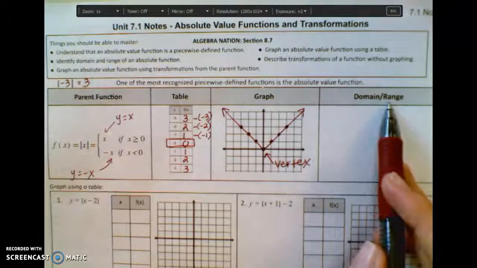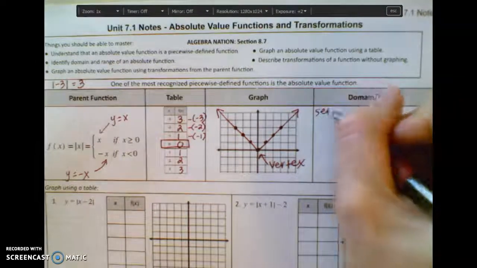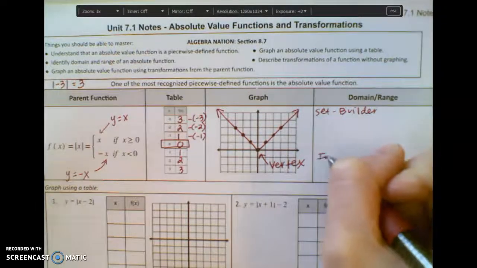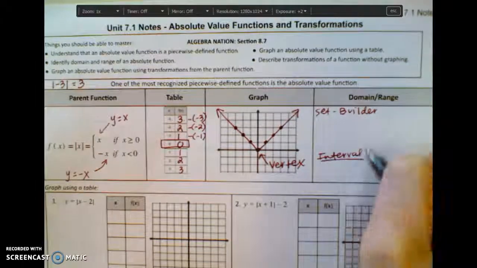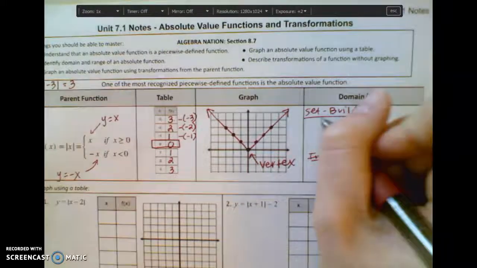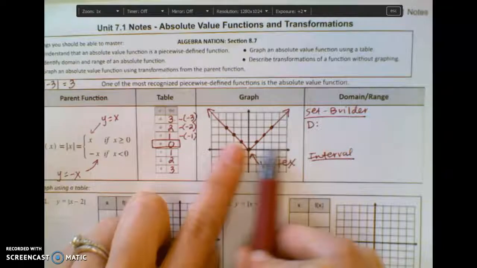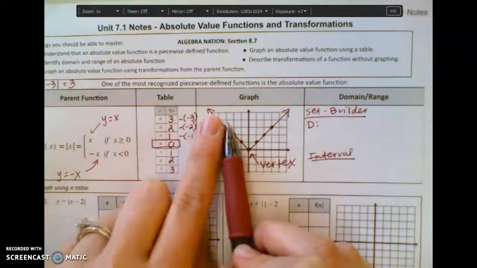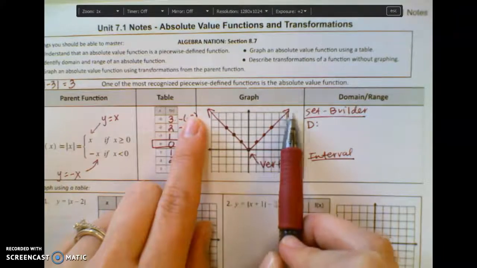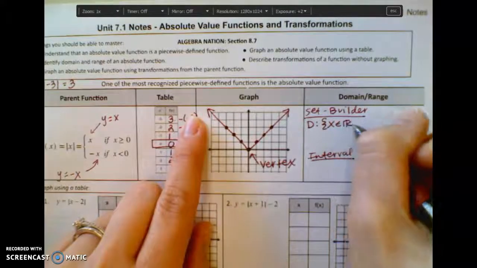Last thing is domain and range. I want us to look at this in two different forms: in set builder notation, and in interval notation. These are notations we have already learned. We just need to remember how to use them. So remember, for our domain, we're always looking at our x values, looking side to side. Well, on my left, the x's are going on and on forever because of that arrow. On the right, they're going on and on forever. So my domain here is all real numbers.